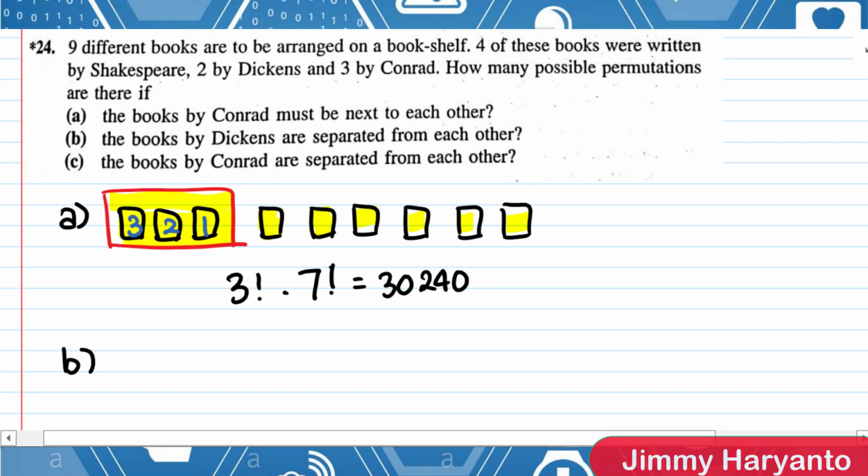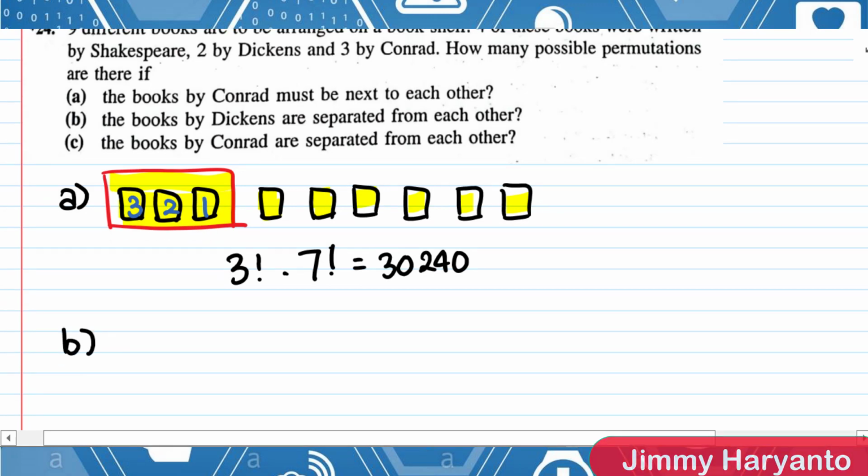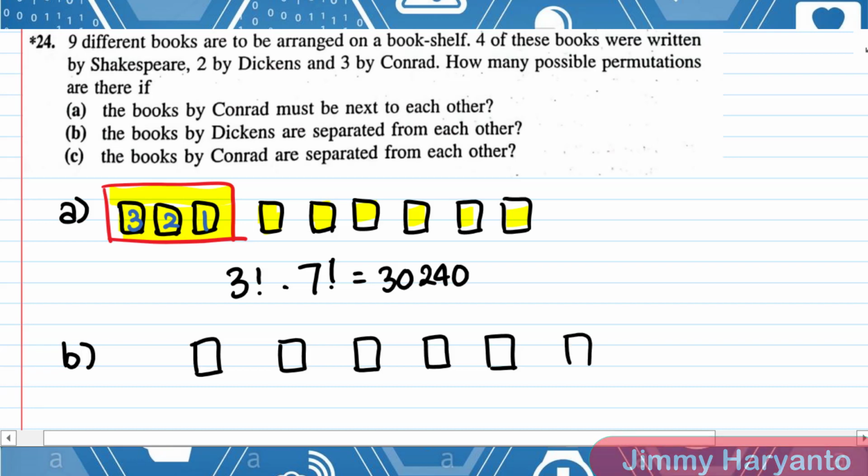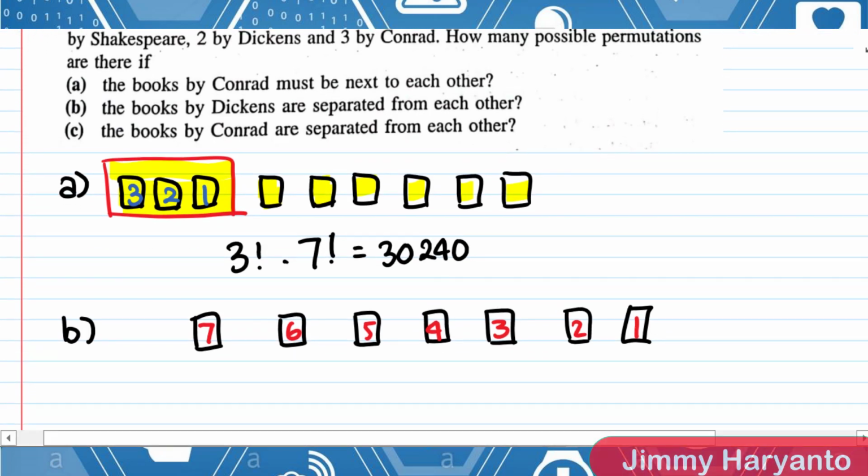Okay, next is B. For B, the books by Dickens are separated from each other. Okay, separated. So the separators will be Shakespeare and Conrad. So Shakespeare and Conrad, there are 7 books. 7 boxes for Shakespeare and Conrad, 1, 2, 3, 4, 5, 6, 7. We have 7 books to separate the Dickens. 7, 6, 5, 4, 3, 2, 1, and then the Dickens have to be placed here, so the Dickens books will be automatically separated.